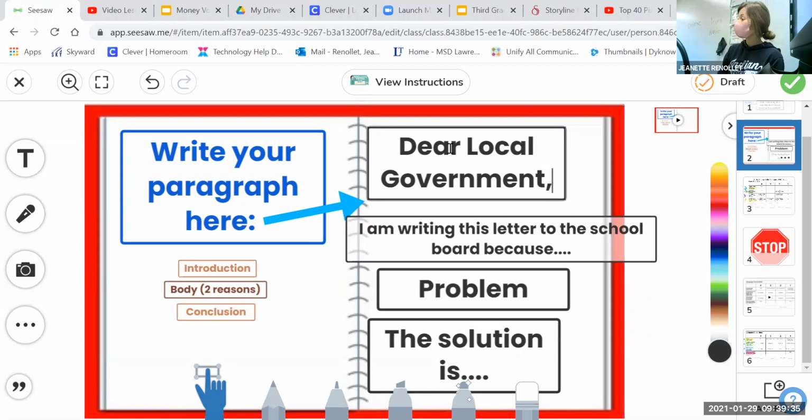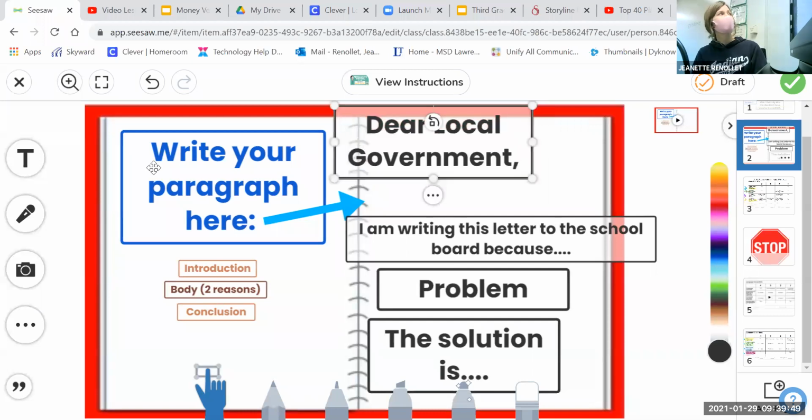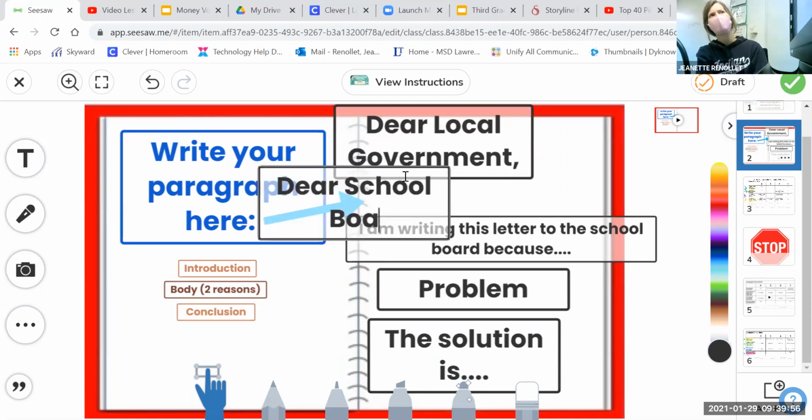Some of you are writing to the school board. Let me add another one to show you. If you're writing to the school board, you could say, dear school board, comma. So either dear local government or dear school board. I want you to add a greeting to your letter right now because we're going to be writing it to somebody who's going to read about this. Okay, go ahead and add that now.